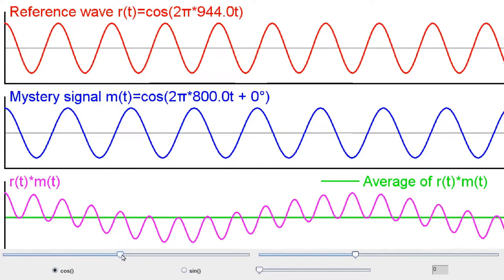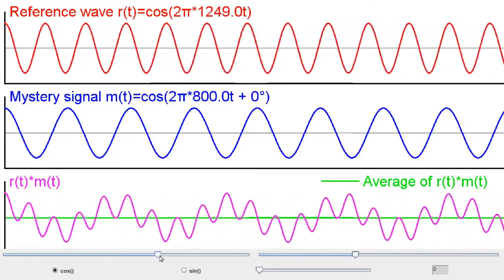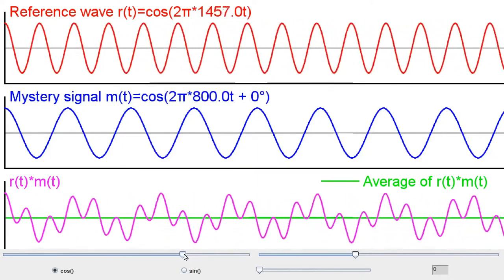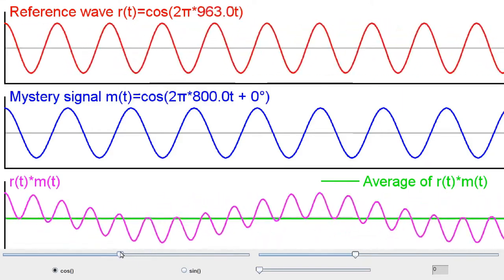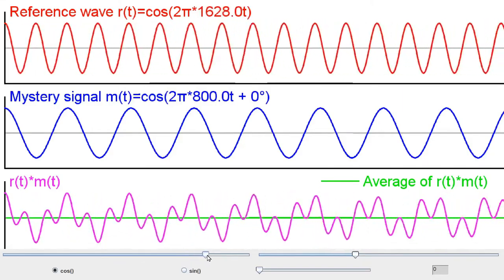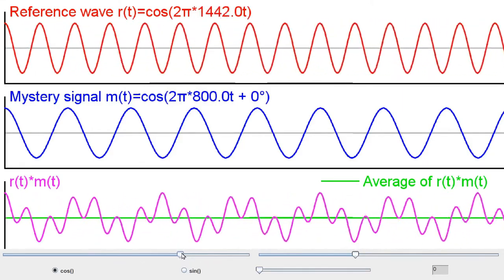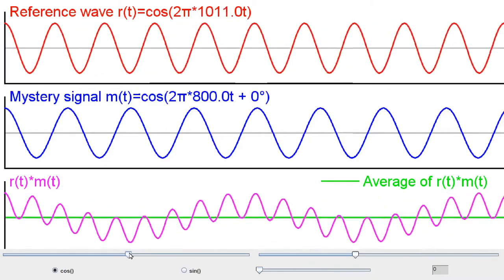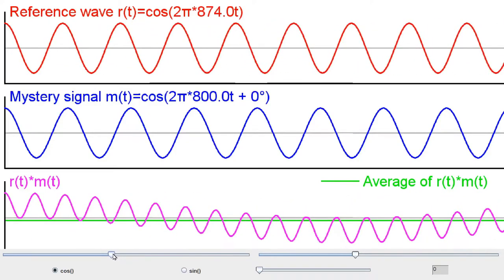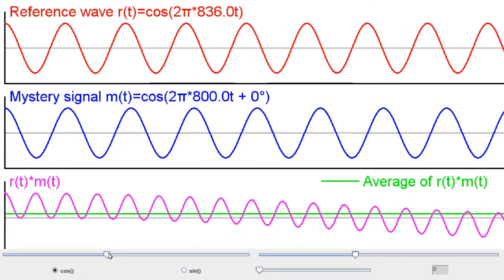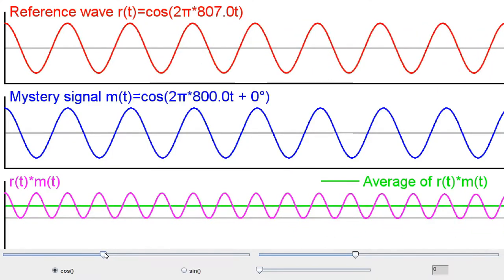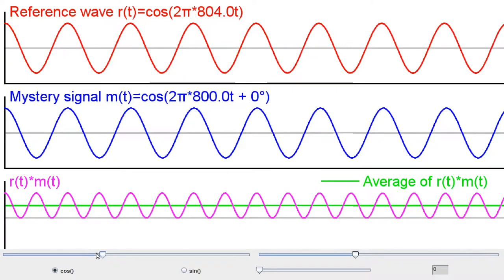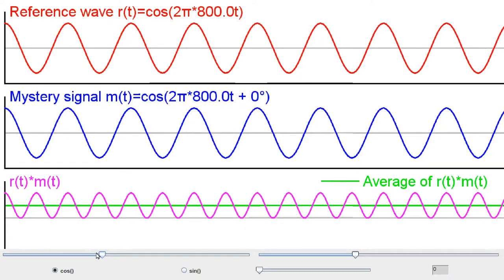So watch as I change the frequency. You can see the purple multiplication of the two takes on all sorts of weird shapes, but its average is always zero.